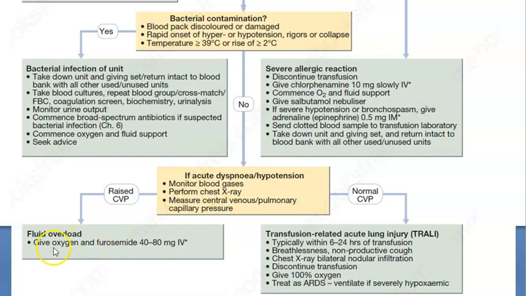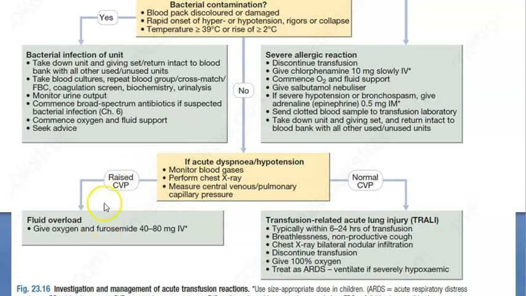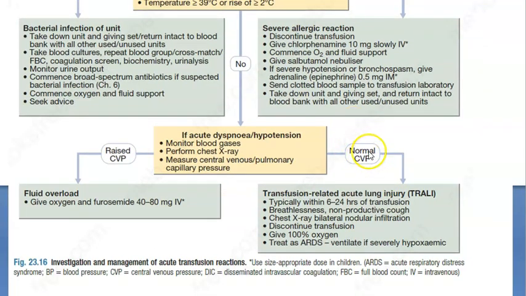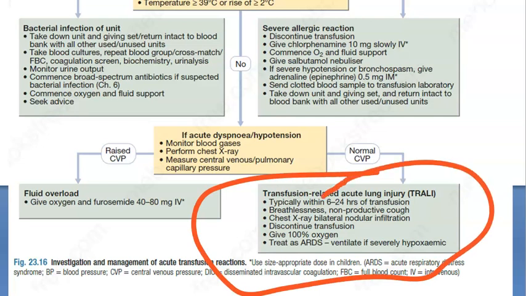Again, you will give oxygen and furosemide. Okay. So probably there's a fluid overload for this person. Then you're giving furosemide. If there is normal CVP, what is CVP? Central venous pressure, because your blood pressure is peripheral, right? Here they're checking the central venous pressure. That means there's no volume overload. So what they are doing, they are managing TRALI, okay? That is, they are taking chest X-ray, etc. Oxygen they are giving. They are discontinuing the transfusion. They are checking if it is ARDS, then they are giving ventilation, etc.